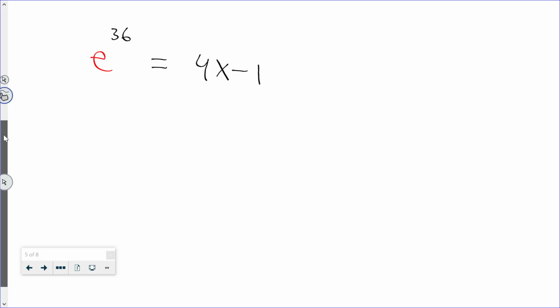So in order to isolate x, we'll add 1 to both sides, because again, we want to solve for x. We're not solving for e. We know what e is. E is constant. It's not a variable. The only variable is x. We're going to solve for x. Add 1 to both sides.